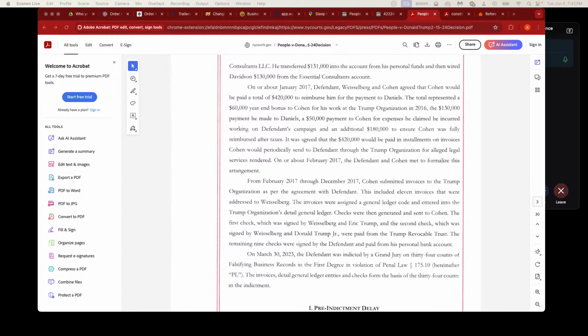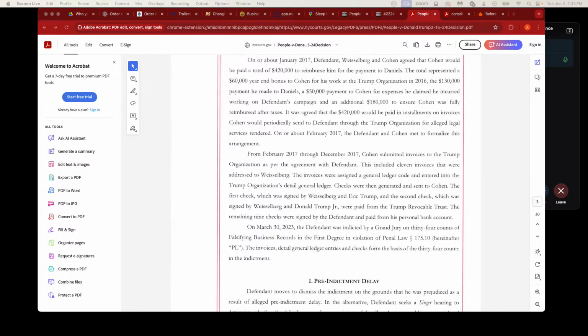From February 2017 through December 2017, Cohen submitted invoices to the Trump Organization as per the agreement with defendant. This included 11 invoices that were addressed to Weisselberg. The invoices were assigned a general ledger code and entered into the Trump Organization detailed general ledger. Checks were then generated and sent to Cohen.